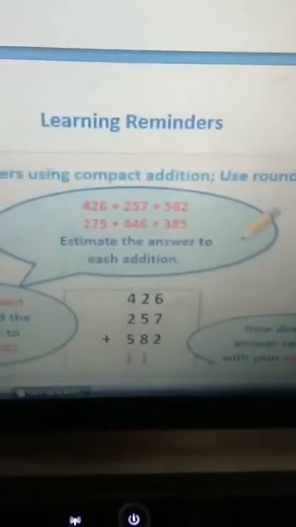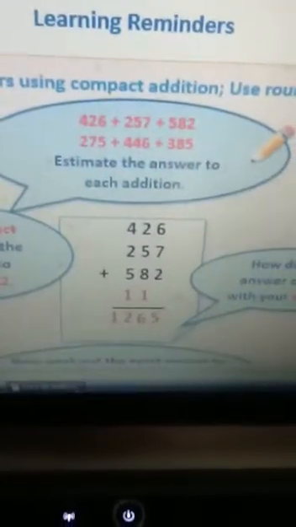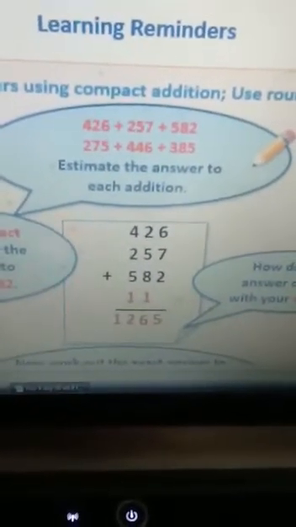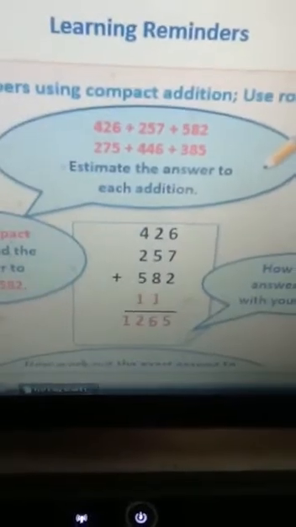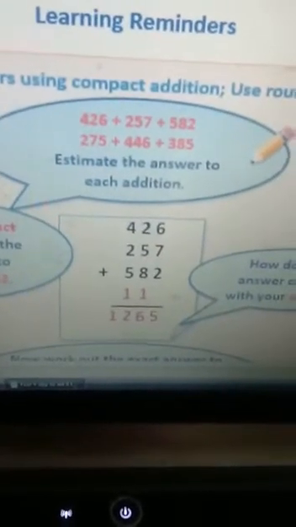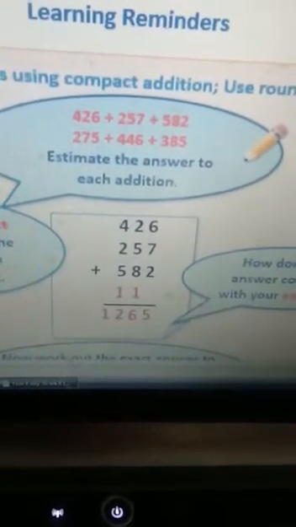It'd be really good to get an email photograph to me for any of this work on column addition of 3 3-digit numbers, 3 4-digit numbers, and any money problems. Okay, there is the learning reminder telling you how to use column addition, making sure that the place value of each digit is in the right column.